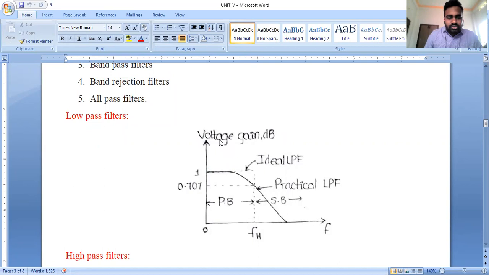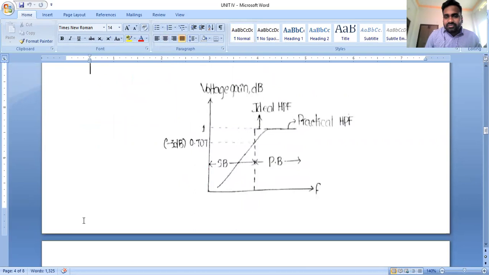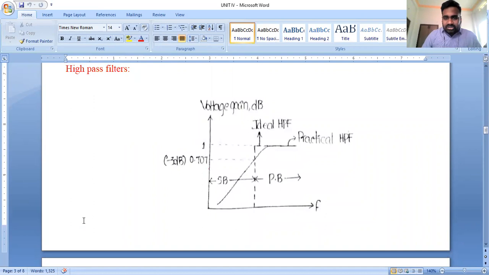So coming to the second application, the high pass filter. See what is happening here in the high pass filter. If we see the specification here, the behavior of the response curve is increasing linearly. When the frequency is increasing and the voltage is increasing, the curve has a linear structure, and it is increasing.